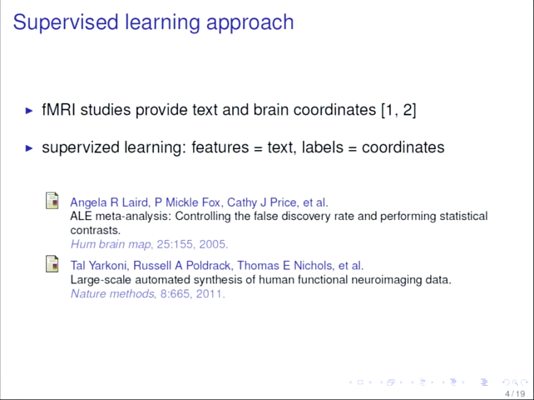So we decided to take a supervised learning approach. In order to train a supervised model, we would need many examples, many pairs of text and an accompanying brain map. But as I said, we don't have enough of these. So the next best thing are peak activation coordinates. We automatically extract these from many journal articles in the same way that Neurosynth does.